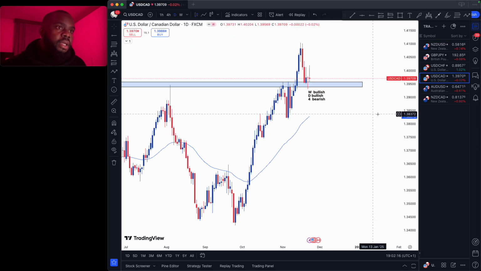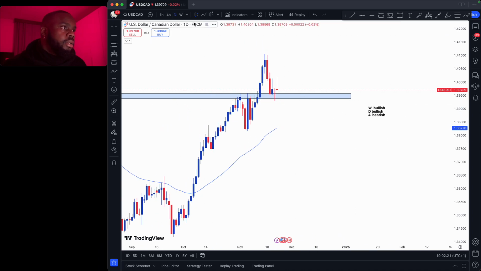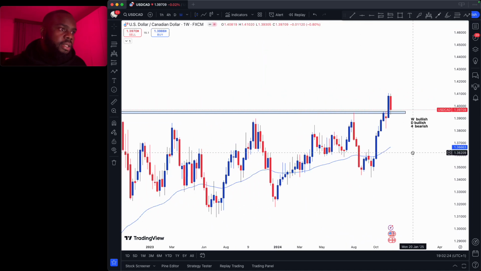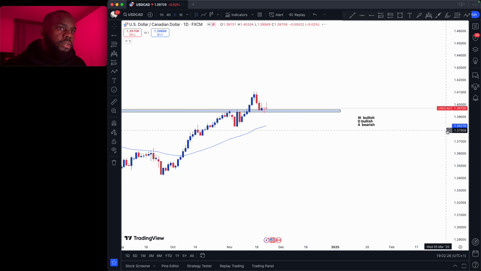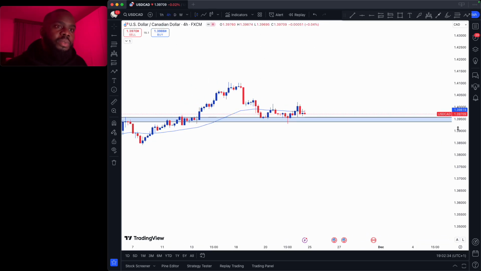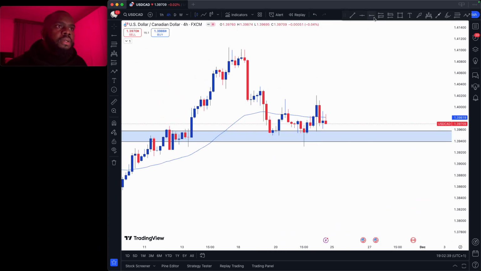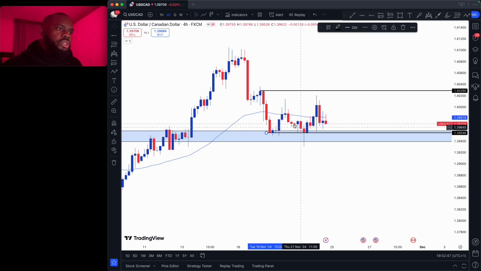So let's check other pairs like USDCAD. USDCAD is clean as well. Let's go to the daily. Daily broke and closed above. Then we had the pullback. So let's check the 4-hour time frame. The 4-hour time frame is not so clear yet, because what I'm seeing is the last high here and the last low here. So price is just ranging over here, which is not so clear at the moment.